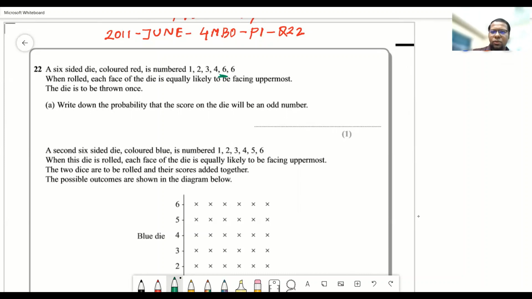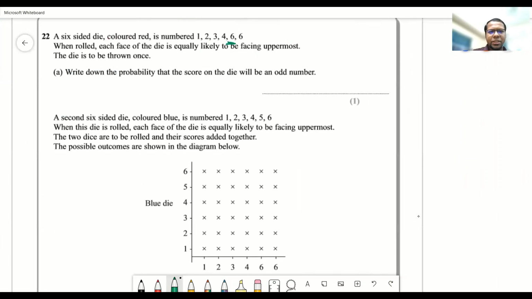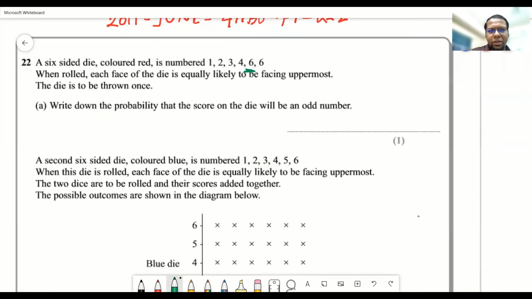Fair die means you can say that it's a perfect cube. So when you are going to roll it, the probability of getting any number is equal. There are 6 sides, so the probability of getting 1 will be 1 by 6. Probability of getting 2 will be 1 by 6. Probability of getting 3 will be 1 by 6. Why? Because when you roll it, 6 possible outcomes you can obtain.